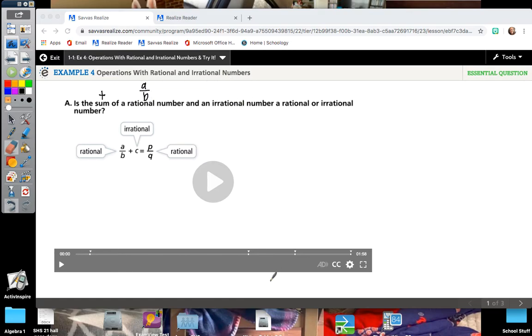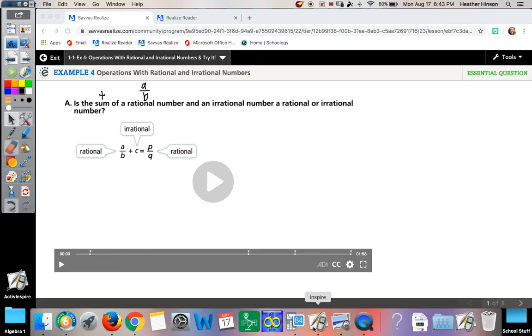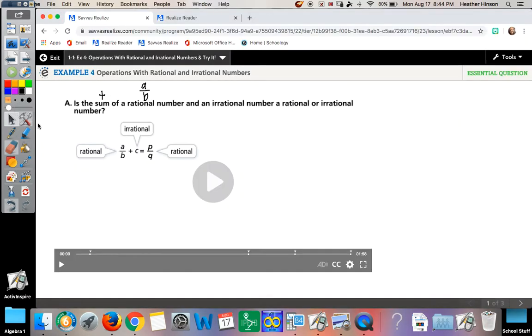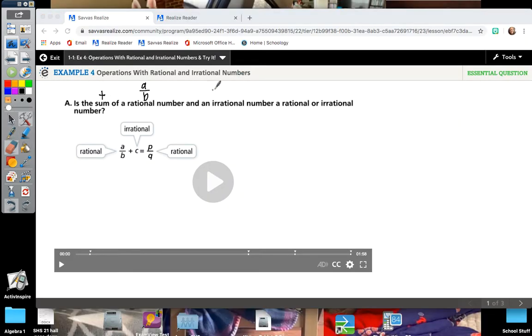Irrational, I'm going to go back to the chart for that one because we haven't looked at it yet. Irrational are your decimals that never end or repeat. So 4.8325215... Pi is irrational because it's 3.1415... And square roots that we don't know, like the square root of 2. So any of those are irrational. So pi and the square root of 2, or really long decimals that don't repeat and don't end.